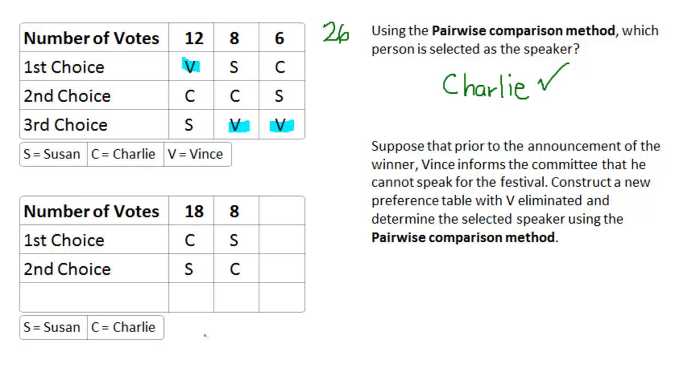And as we do a pairwise comparison, we only have one comparison to make. We only have 2 candidates here. We only have Susan and we have Charlie, and that's it. And it's really easy to see that Susan has 8 first place votes, Charlie has 18, and so Charlie is obviously still the winner. So even with Vince eliminated, Charlie is still our selected speaker for this festival.